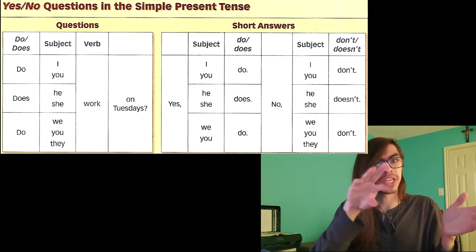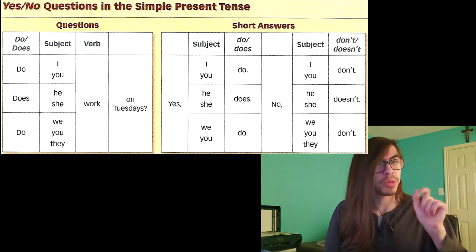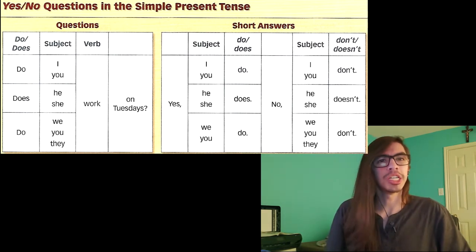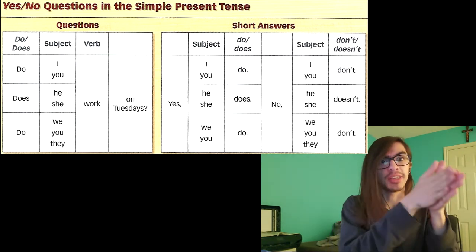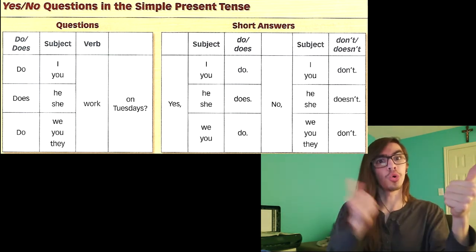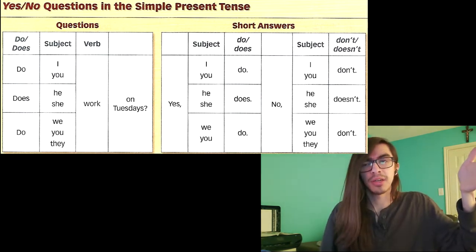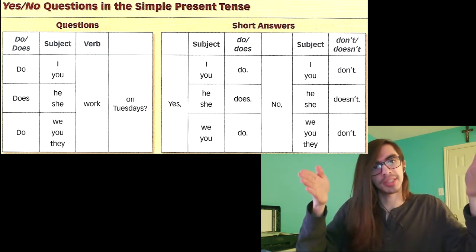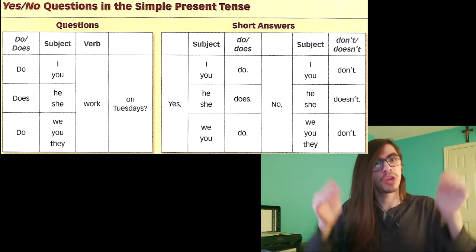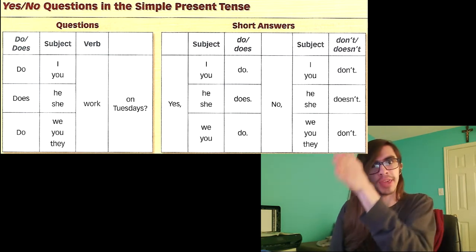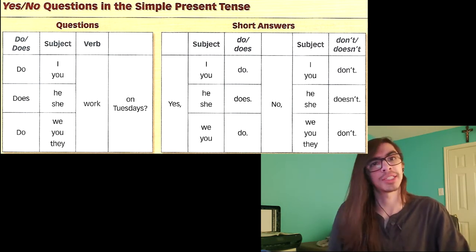Nada más el sustantivo se cambia. The subject changes. La respuesta es un poquito más fácil también. It's a little bit easier because the question starts with do or does. La respuesta, the answer, also uses do or does. So, if the question said does, the answer also says does. La misma palabra en la pregunta y la respuesta. Okay? We use does in both the question and the answer, or we use do in the question and the answer. It just depends on how we're asking the question.